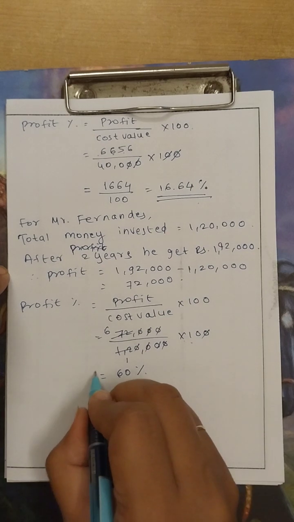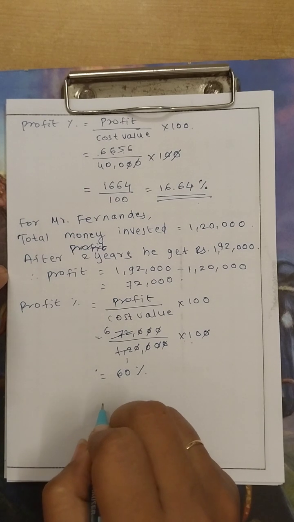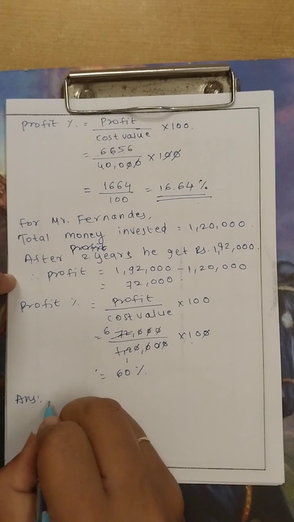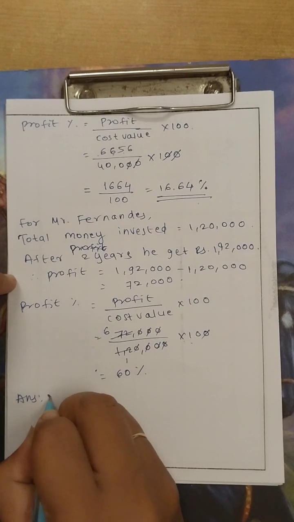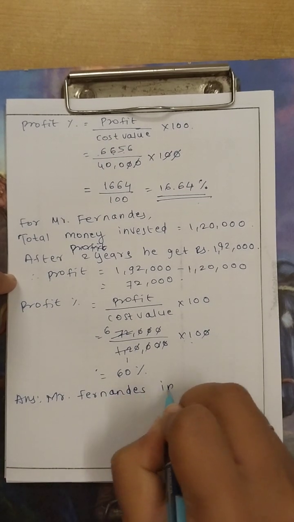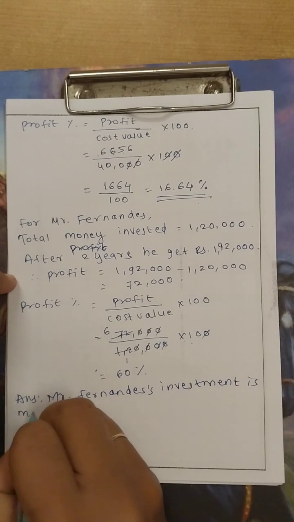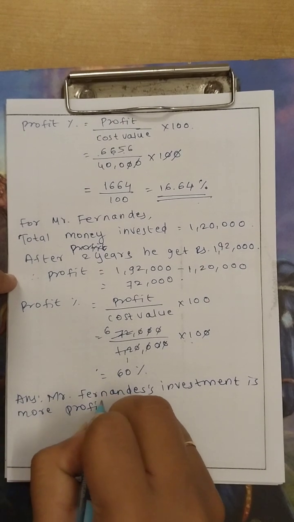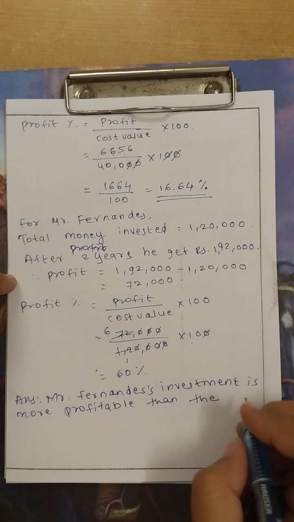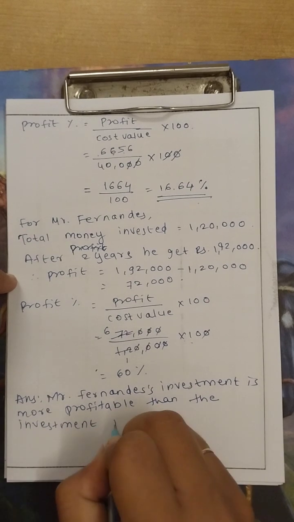Yes, so you can clearly find out that Mr. Fernandez investment is more profitable than the Mr. Sayyad. So you have to write down the last answer. Therefore, Mr. Fernandez investment is more profitable than the investment made by Mr. Sayyad.